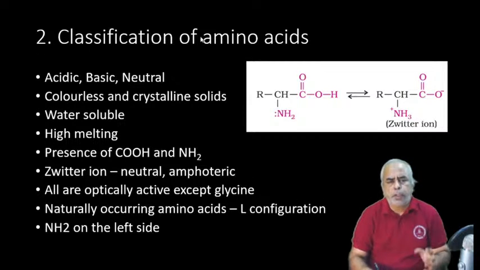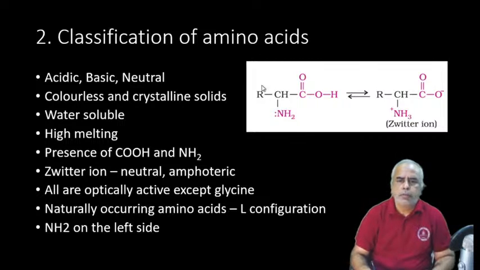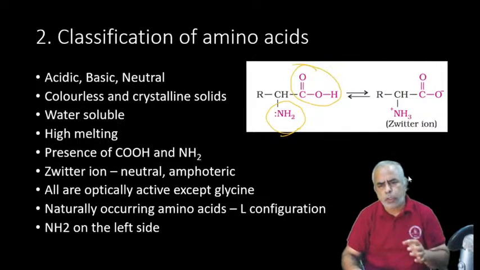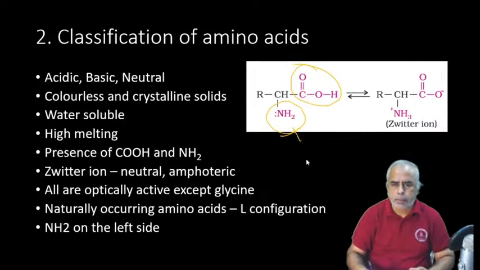Now let me look into the classification of amino acids. See, when you look at the structure, you have both amino group and COOH group. So a molecule that has amino group, that represents the basic nature, and this is the acidic nature.